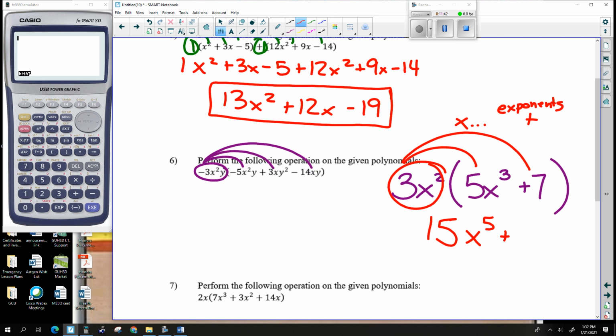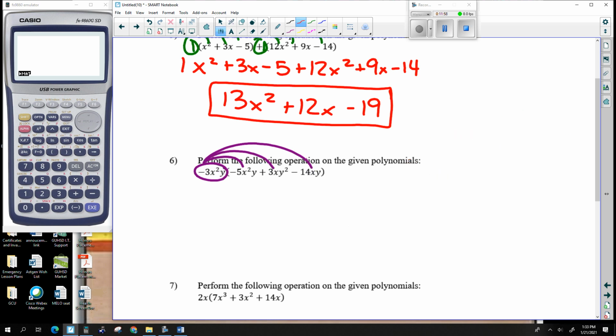3 times 7 is still 21. 2 plus, technically x to the 0. 2 plus 0 is 2. Okay, so the exponents will add to each other. All right, so the numbers multiply and then the exponents add.